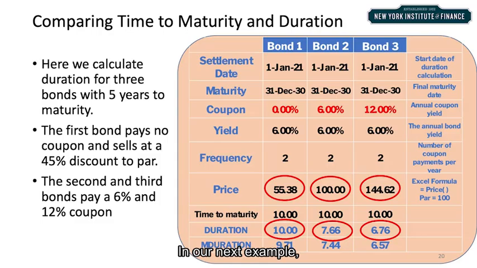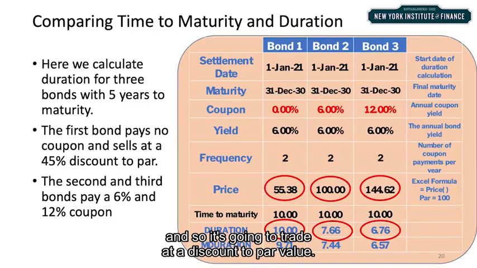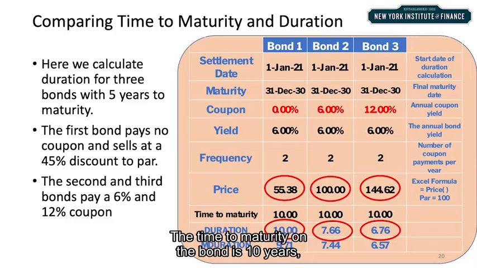In our next example, we're going to look at 3 10-year bonds that all have identical settlement dates, maturity dates, and yields to maturity, but have different coupon rates. The first bond is a 0 coupon, and so it's going to trade at a discount to par value. It has a par value of 100 and trades at 55.38. The time to maturity on the bond is 10 years, and the Macaulay duration is also 10 years.